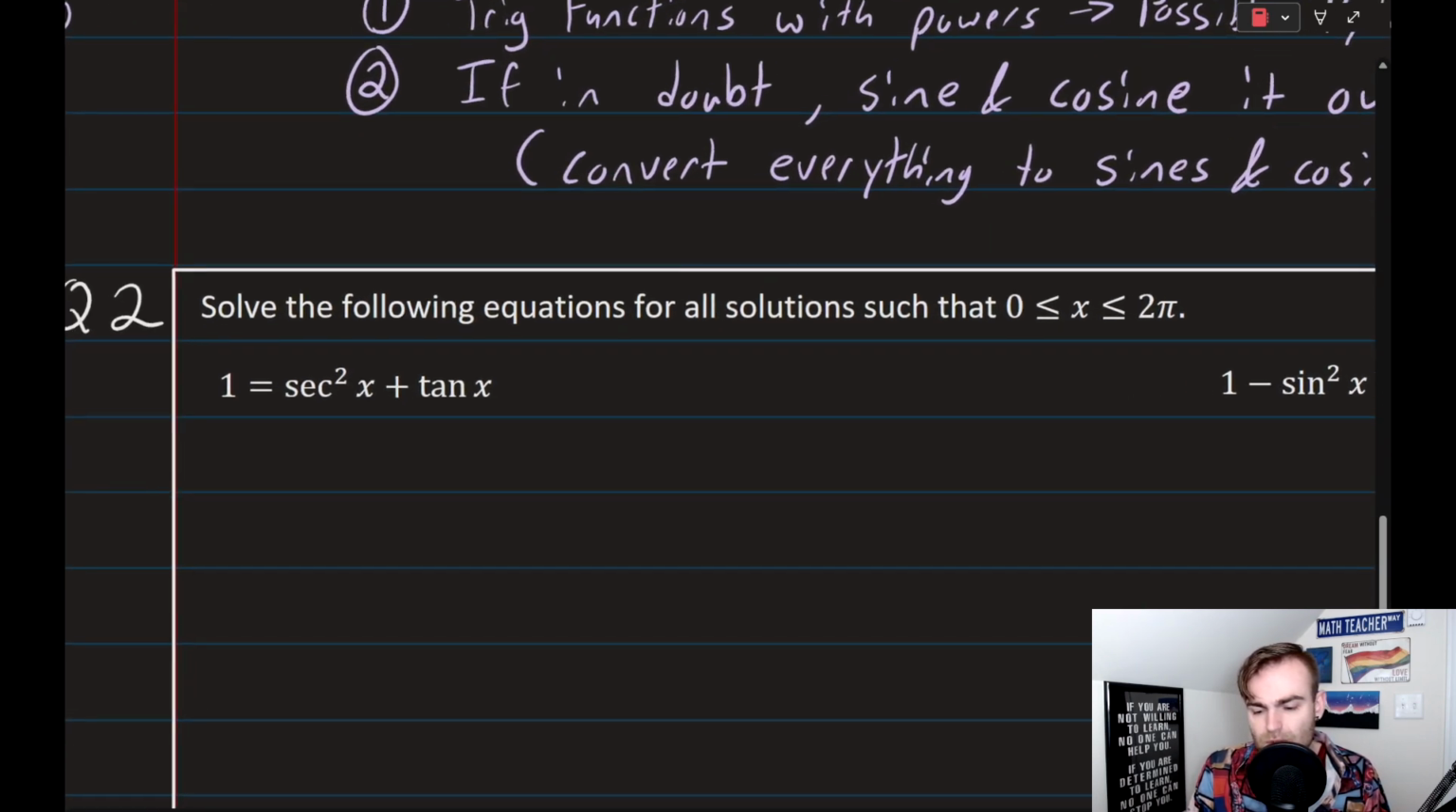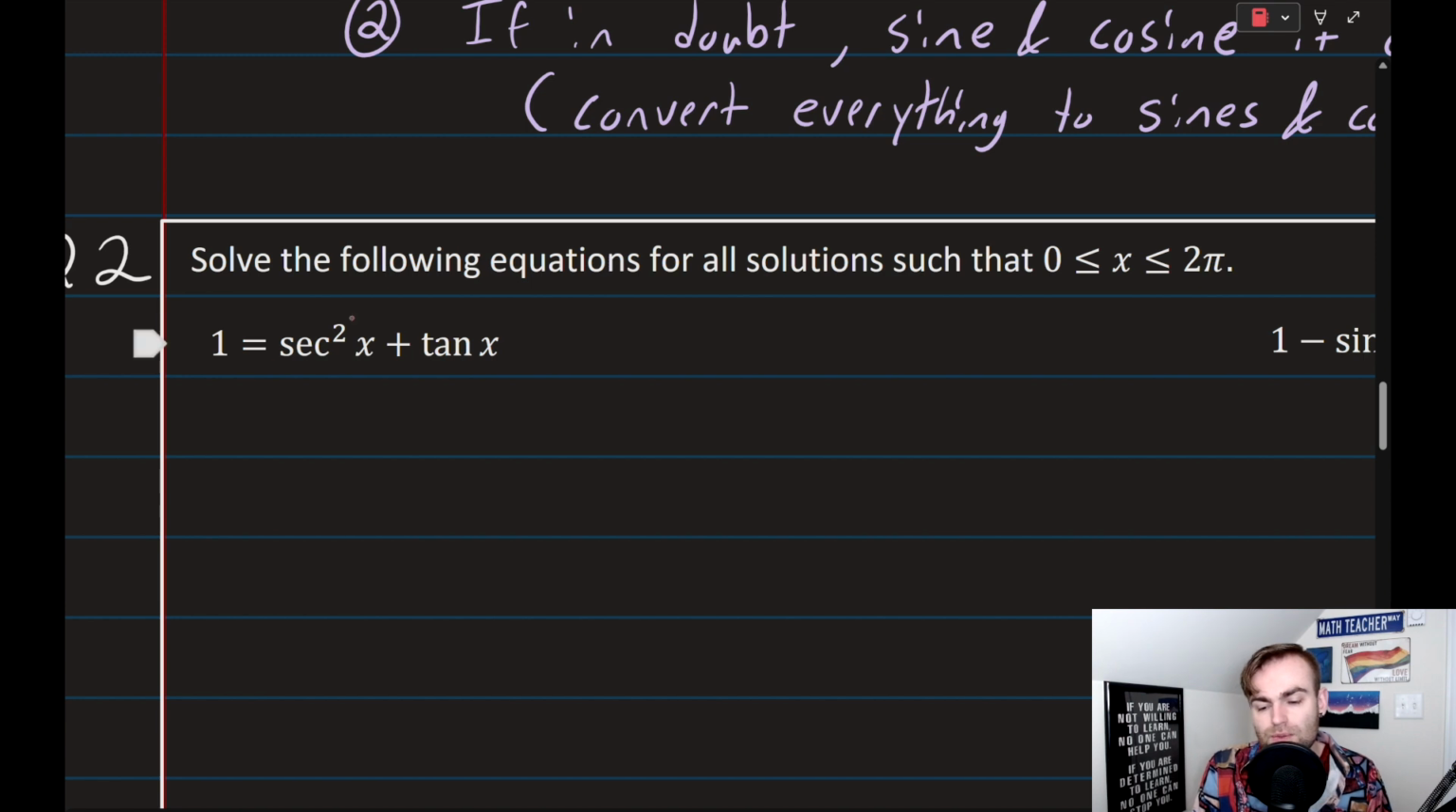So let's look at the first one here. 1 equals secant squared plus tangent. Secant and tangent don't play together. But you might be in the mindset of, how do I get all of this to be the same trig ratio? If I can get this to be the same trig function, it's doable, right?